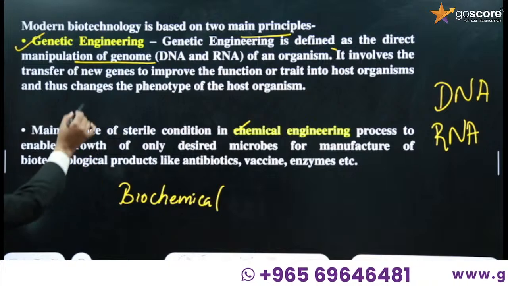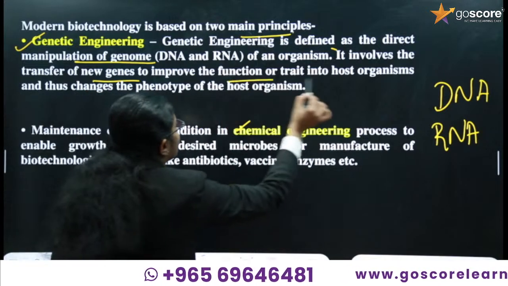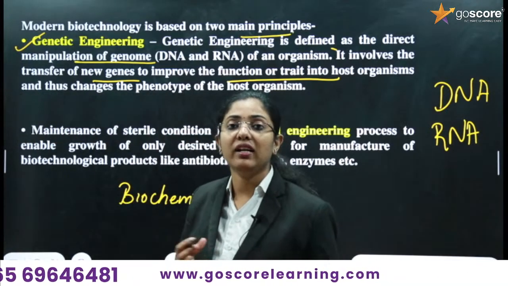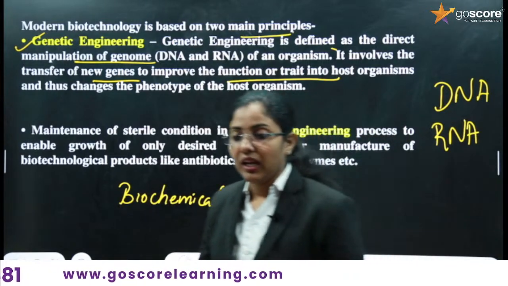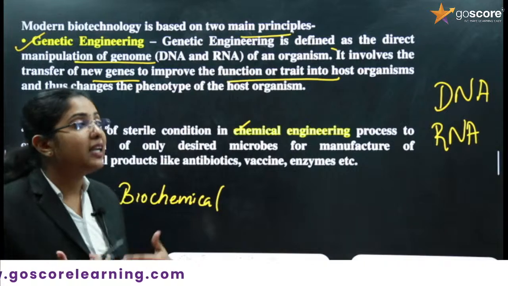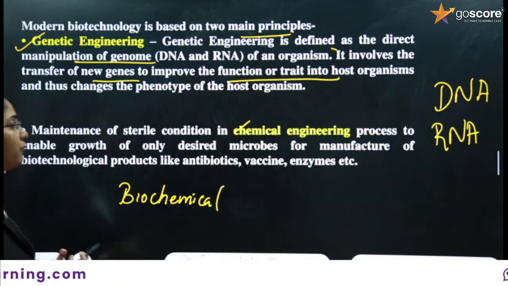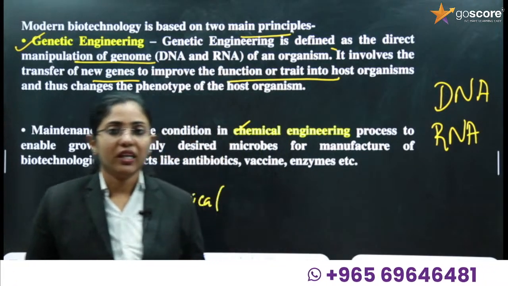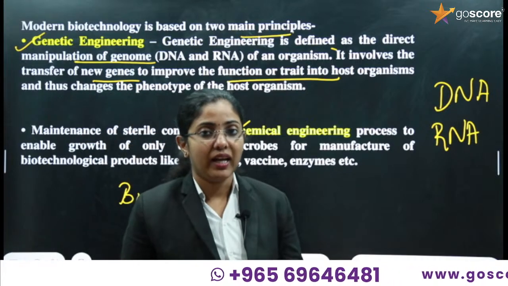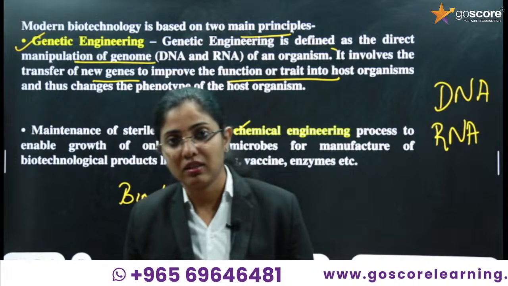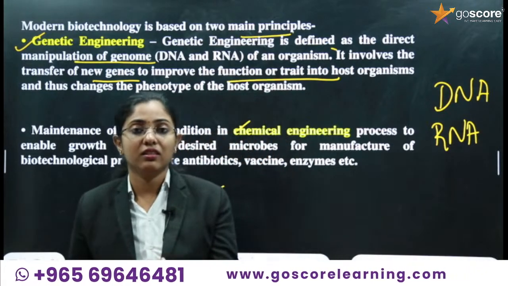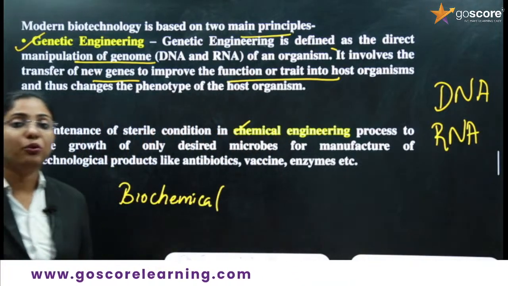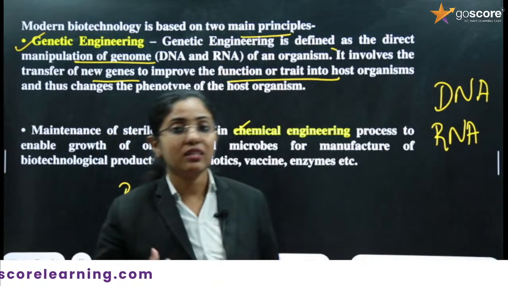It involves the transfer of new genes to improve the function or trait in the host organism. So why do we manipulate the genes of an organism? In order to get a better result, to improve the function of that particular trait. For example, we have black eyes, and this is determined by the genes present in our body. If we take this genome and manipulate it with other colors, then the color can be changed into brown as per our desire.